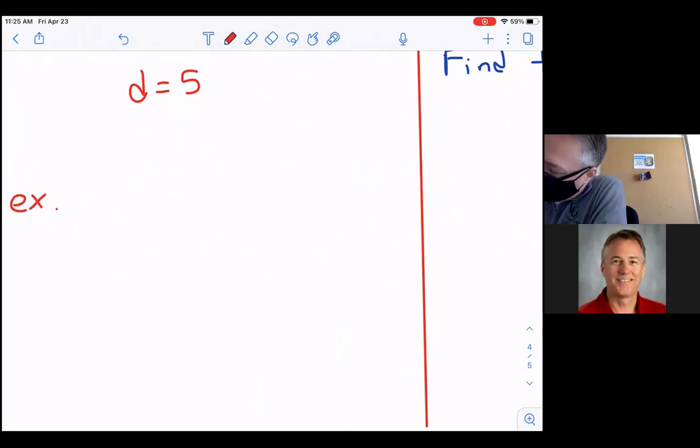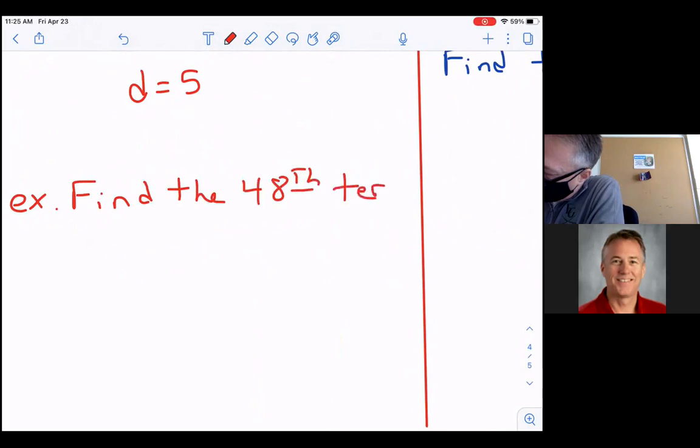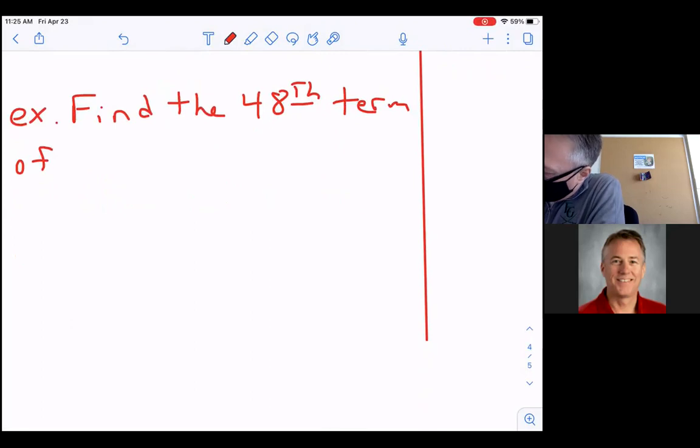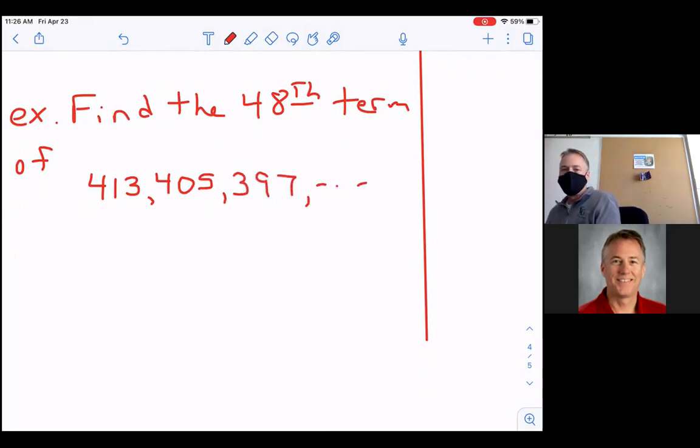And I want to find the 48th term of this particular sequence. So I want to find the 48th term of, let's say, 413, 405, 397, et cetera, et cetera.